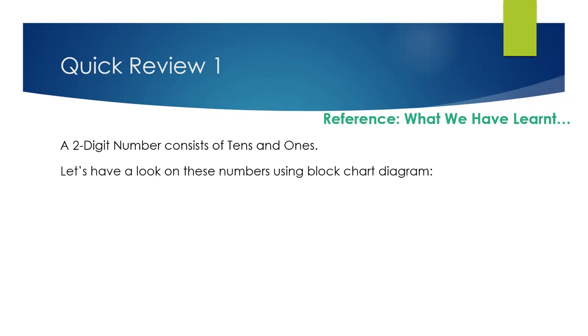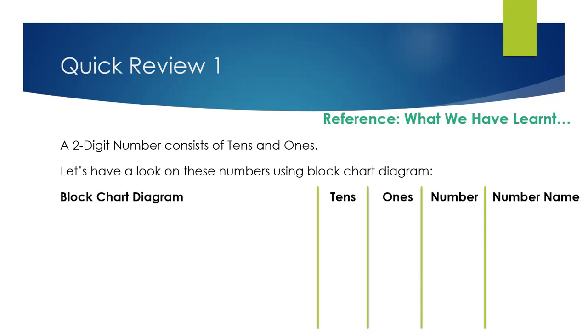Previously, we have represented numbers using block chart diagram. So here, firstly, I will provide a block chart diagram for a number, and then you will tell me how many tens and ones it contains, and then by joining the tens and ones, you will form the number. And after that you will write the number name. So here we go. Here we have a block chart diagram.